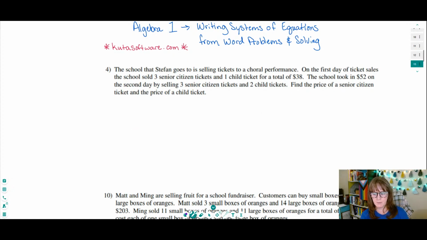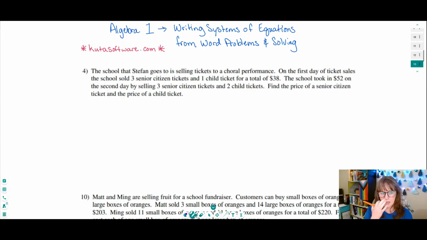I chose these 2 problems because they are a very typical system of equation word problem. So let's read through the problem and then we can dissect it together. The school that Stefan goes to is selling tickets to a choral performance. On the first day of ticket sales, the school sold 3 senior citizen tickets and 1 child ticket for a total of, excuse me, $38. The school took in $52 on the second day by selling 3 senior citizen tickets and 2 child tickets. Find the price of a senior citizen ticket and the price of a child ticket.